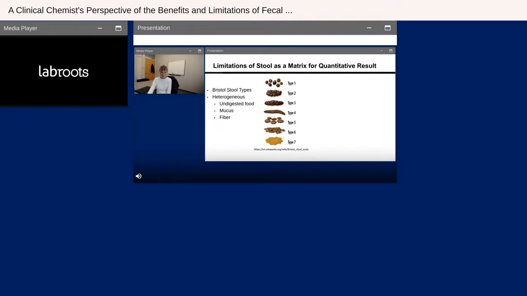The device can be used for types 2 through 6, or most devices can. Typically my lab will look at the stool and see if it's well homogenized or highly heterogeneous and sort them to the appropriate extraction method. Type 7 always goes to manual weighing, because the extraction device just doesn't work well with it. Heterogeneous samples, with undigested food, mucus, and fiber, create problems with the extraction device, and we typically use manual weighing.